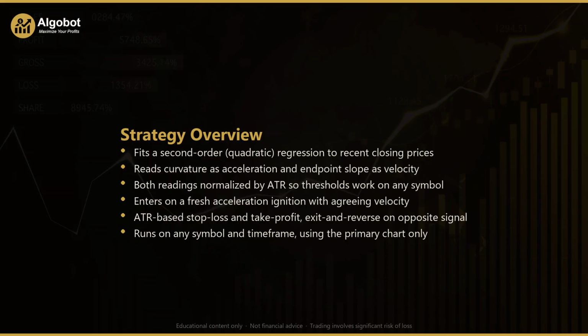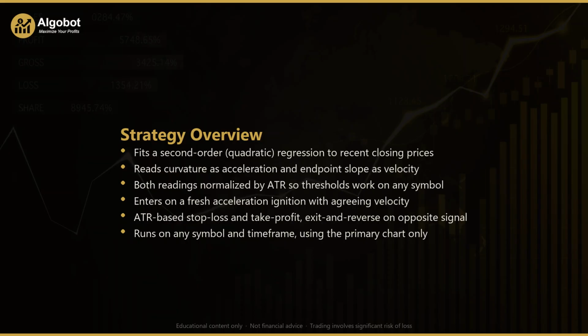At its heart, Quadratic Trend Acceleration is a trend ignition system. Most trend tools, like a moving average or a straight-line regression, answer a single question: which way is price leaning? That is velocity. But a straight line is blind to whether that lean is strengthening or fading. This strategy adds the missing dimension by fitting a genuine curve, a parabola, to recent prices, which lets it measure acceleration directly. The indicator driving everything is a second-order least squares regression. Every time a new bar closes, the strategy fits the equation a times x squared plus b times x plus c to the most recent closes.